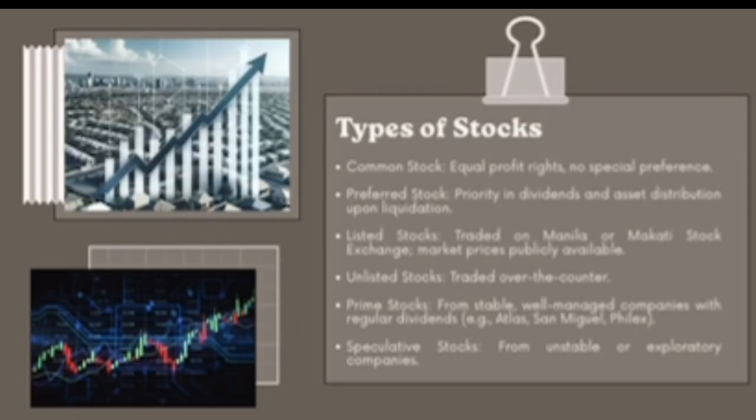Common stock: equal profit rights, no special preference. These are the most basic type of shares that represent ownership in a company. Holders of common stock have voting rights and share equally in the company's profits, but they do not have special privileges during dividend distribution or liquidation. For example, if you own common stock in Jollibee Foods Corporation, you can vote in shareholder meetings, but you receive dividends only after preferred shareholders are paid.